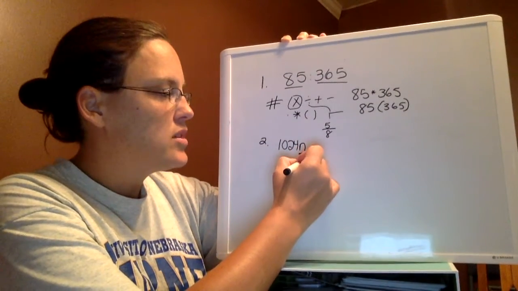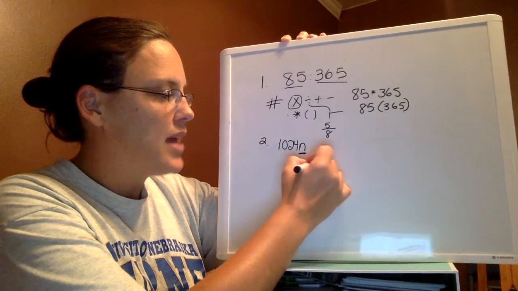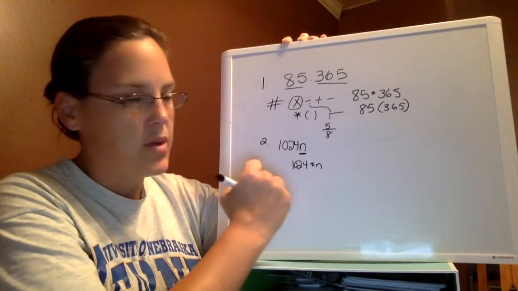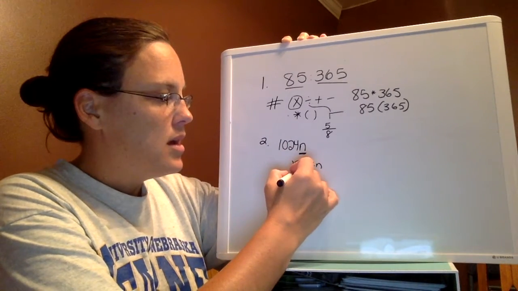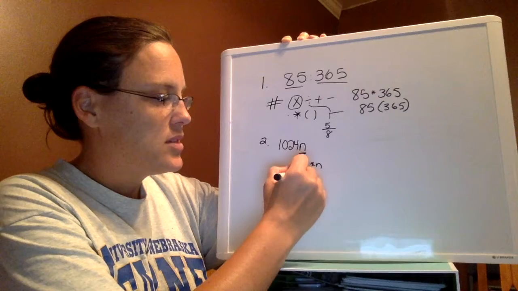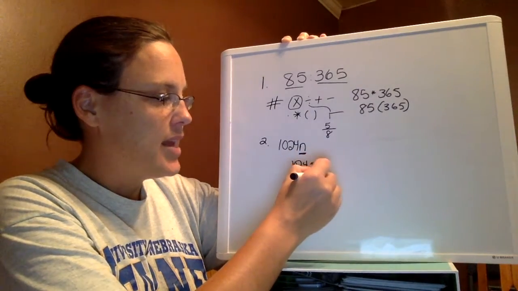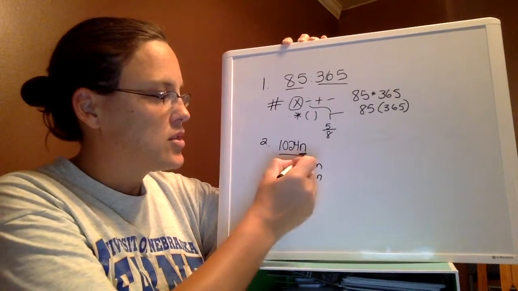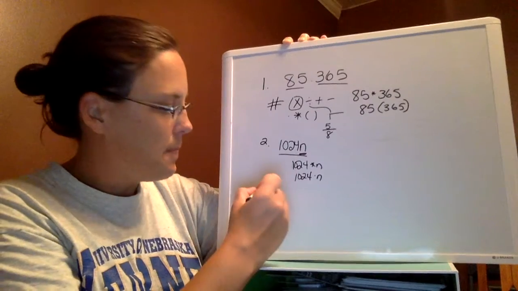If you wrote 1024 asterisk n, that's okay, or 1024 dot n, that's okay. This is actually probably the best way to write that.